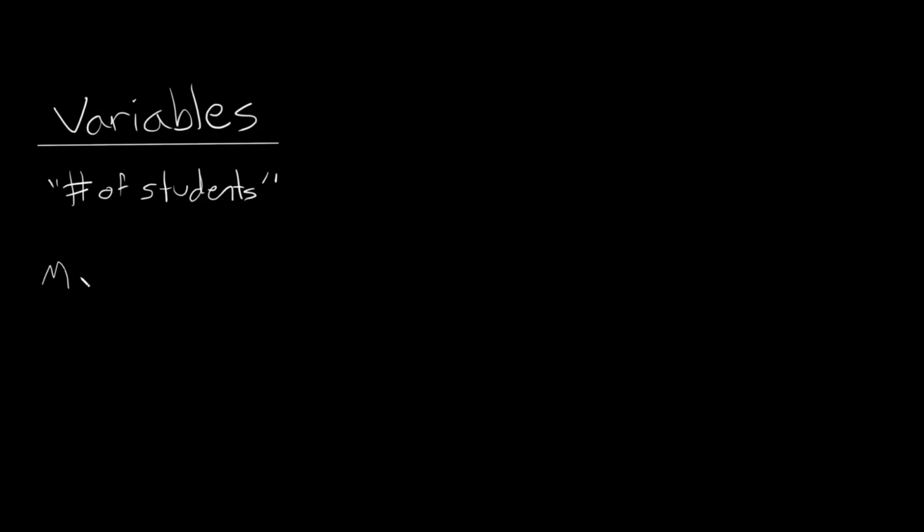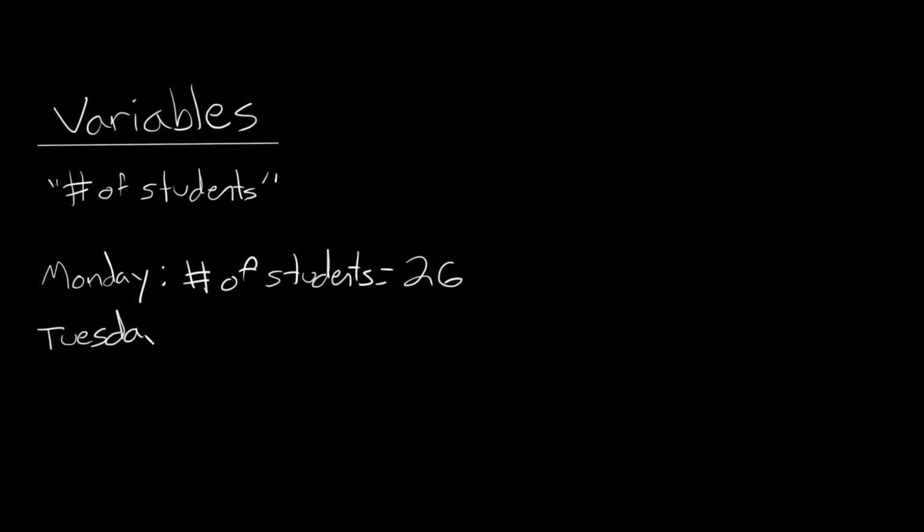So on Monday, number of students is equal to 26. And on Tuesday, let's say there are fewer students in class this time. So Tuesday, the number of students is equal to 19. We'll say they're equal to 19 this time.